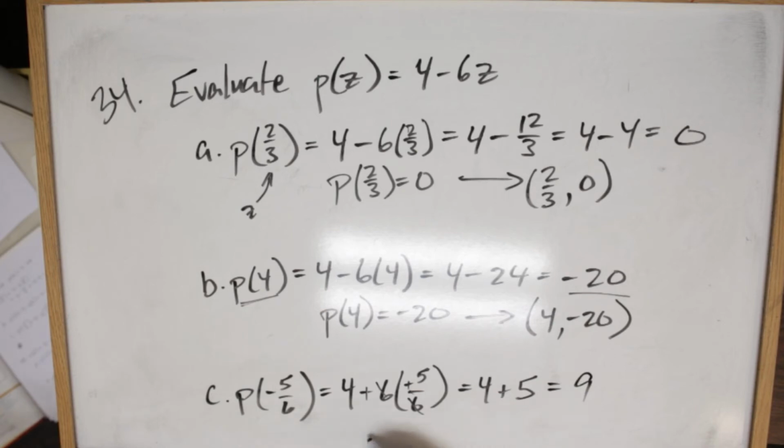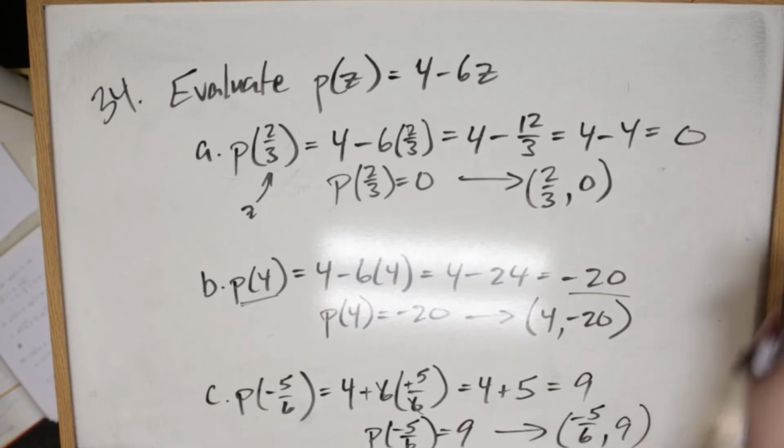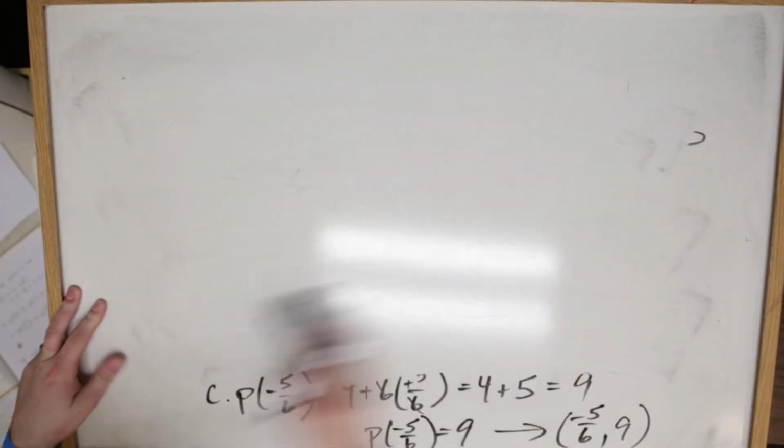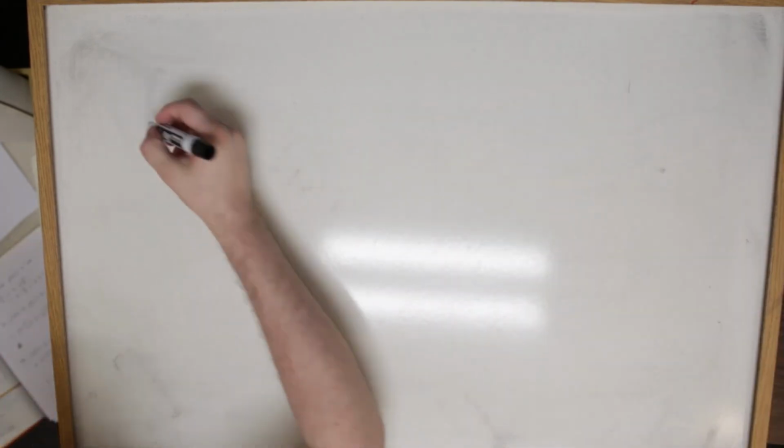So in other words, P of minus 5/6 is equal to 9, and as a point I can represent this as minus 5/6, 9. So that is how you'd go about solving question number 34. All right, let's move on. We're going to up the stakes a bit, or the difficulty.